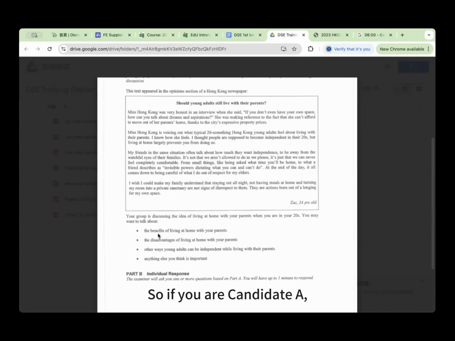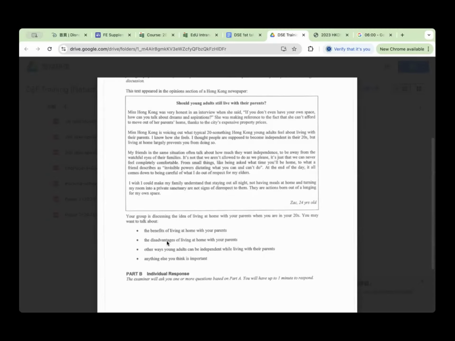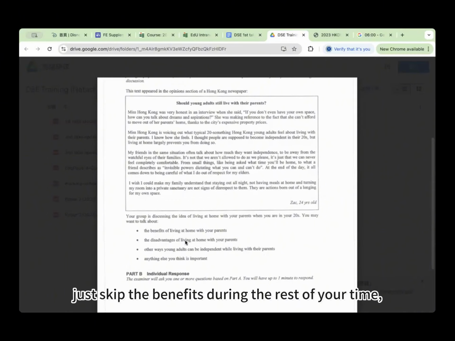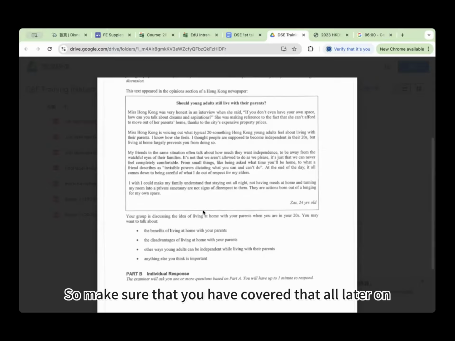So if you are candidate A, you can choose your own way. If you want to just talk about the benefits, then talk about the benefits for the 1 minute, and then invite other students to talk about that as well. But if you want to give all the topic sentences or just briefly talk about the three aspects, you can also do this, but make sure that you will not just skip the benefits during the rest of your time, because if you did it this way, sometimes other students may only be able to reply to one of your questions, just one of the aspects. They cannot talk about all. So make sure that you have covered that all later on in the rest of the time.